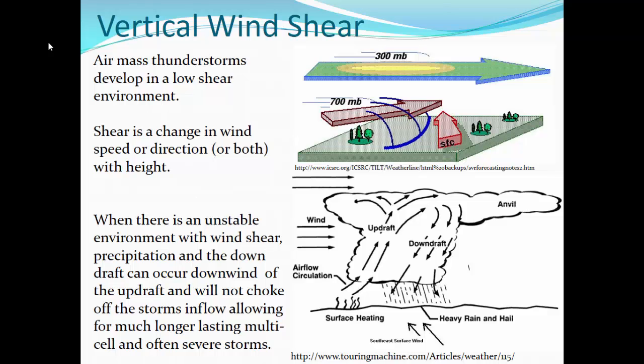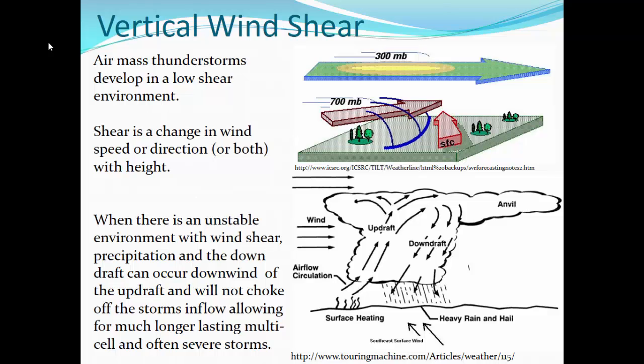So air mass thunderstorms develop in low shear environments. Nothing tilts them. They just go straight up and then rain themselves out straight down. Shear is that change in wind speed or direction, or both, with height. When there's an unstable environment or a conditionally unstable environment, warm, moist air, with wind shear, precipitation in the downdraft can occur downwind of the updraft, and therefore you do not choke off the storm's inflow, and that allows for much longer lasting multi-cell storms. And oftentimes these storms, because those updrafts are perpetuated and they continue to have inflow from the surface, become strong enough updrafts that you actually get severe thunderstorms.